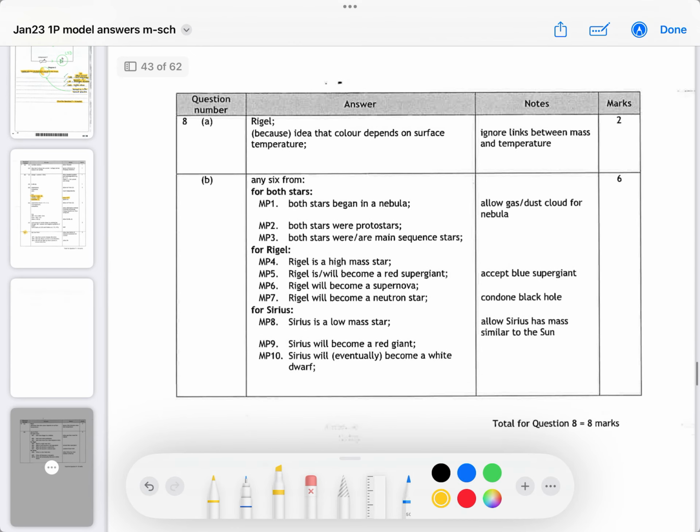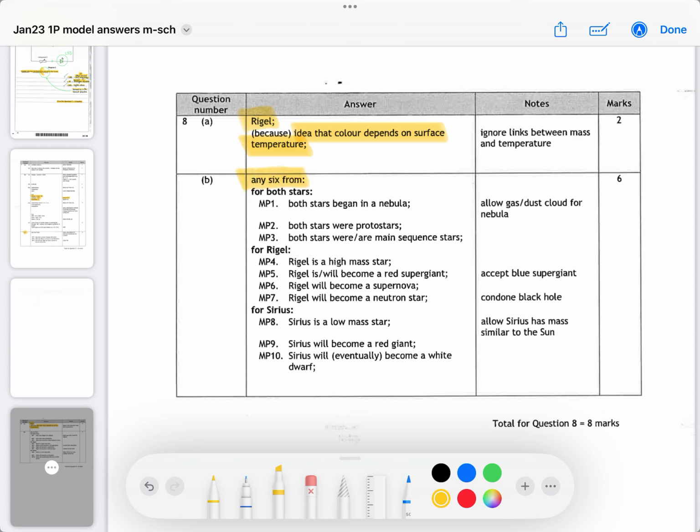So you can see that question 8 is about a star, because I know this is a star's name. And they want you to understand that stars, the color of the star, depends on its surface temperature. Okay? So basically, they're asking a question about it. And then they're doing such a common question, which is star formation or the evolution of stars.